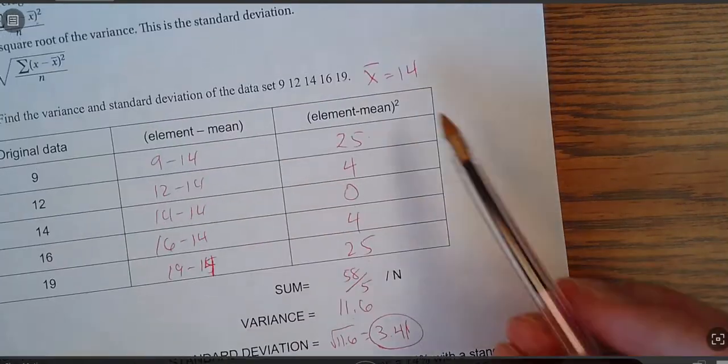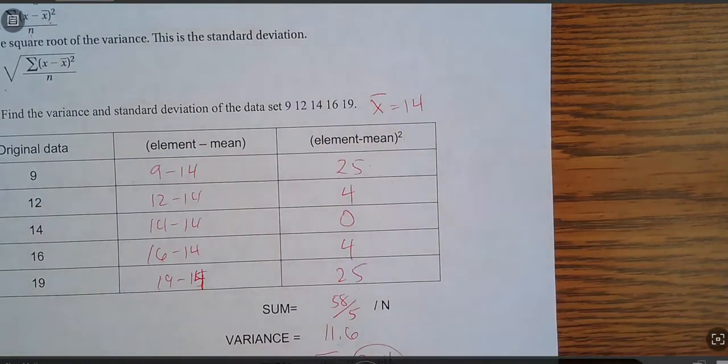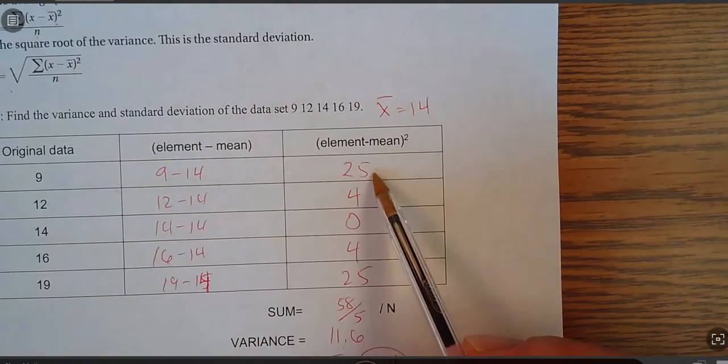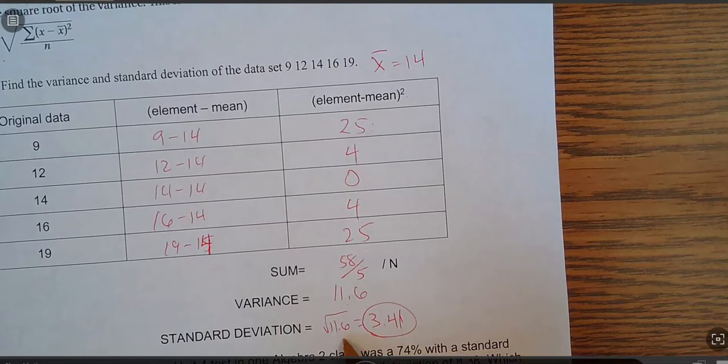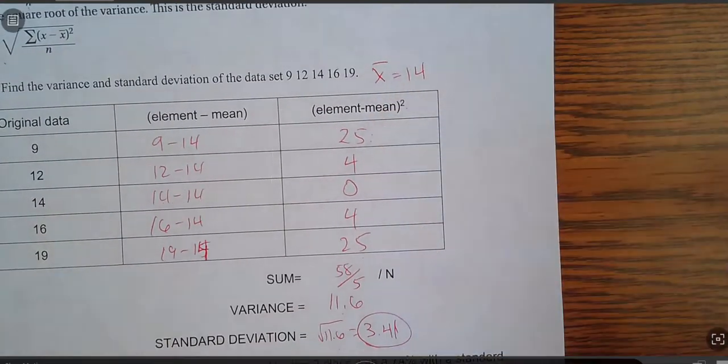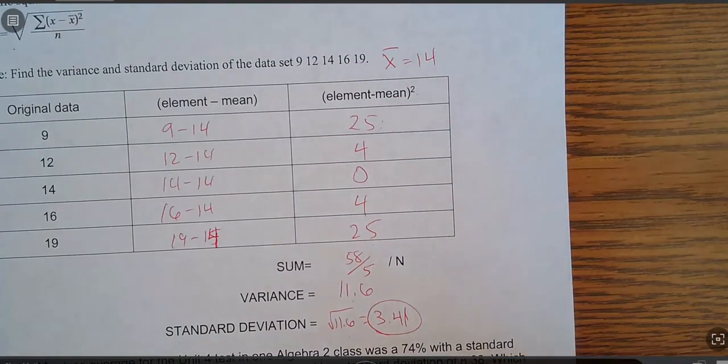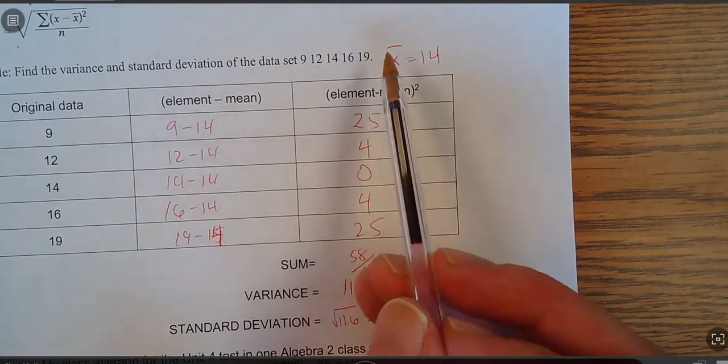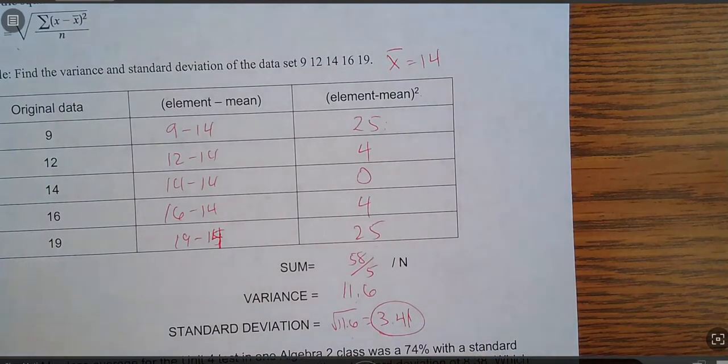So the whole point of squaring was to get rid of the negatives. Notice we squared here, and then later on we square rooted. We're just trying to find the average difference, or average distance from the average, from the mean. So these data points, on average, are about 3.41 units away from the average.